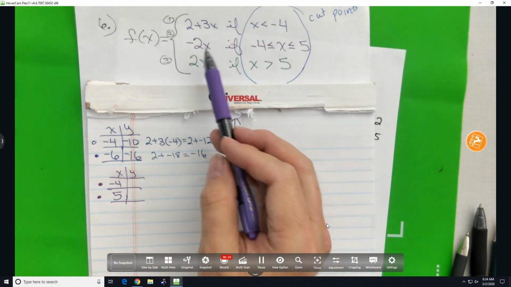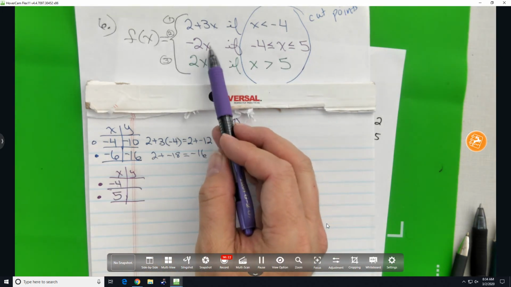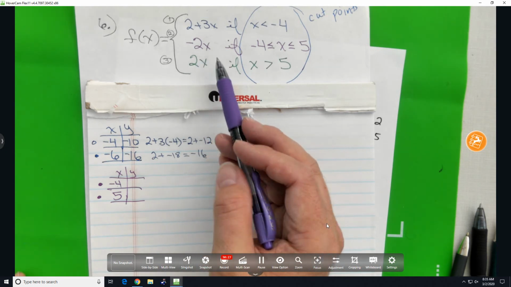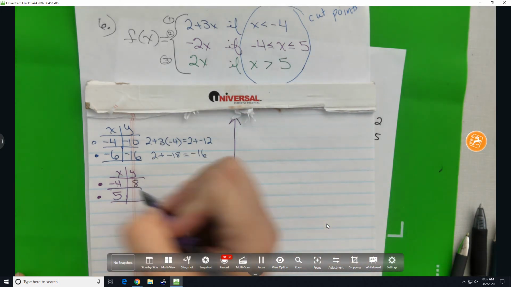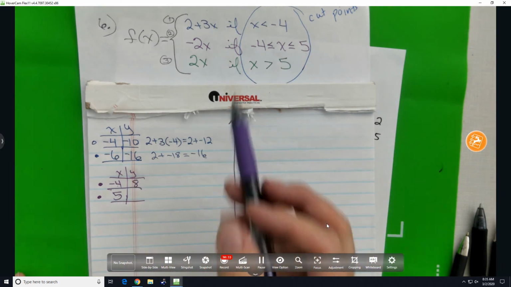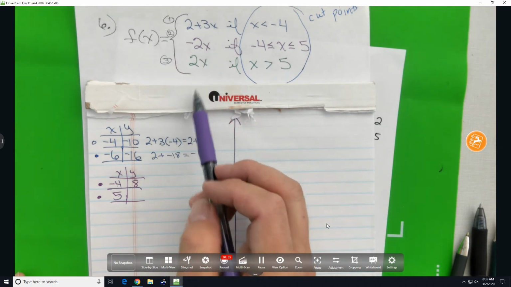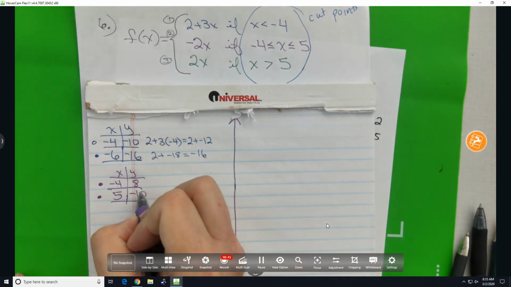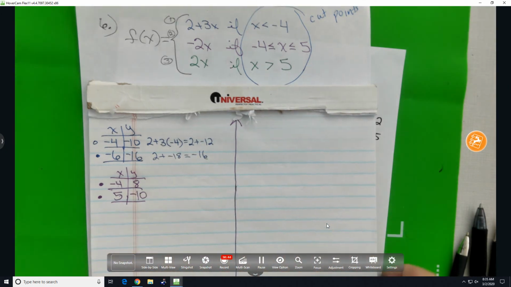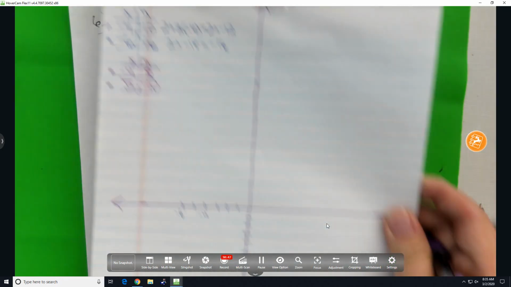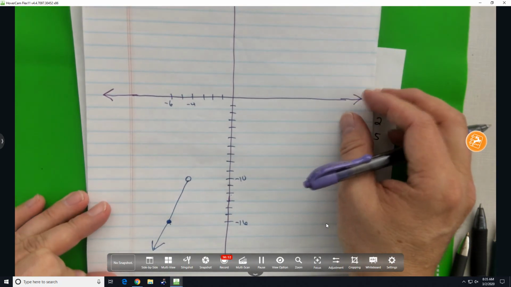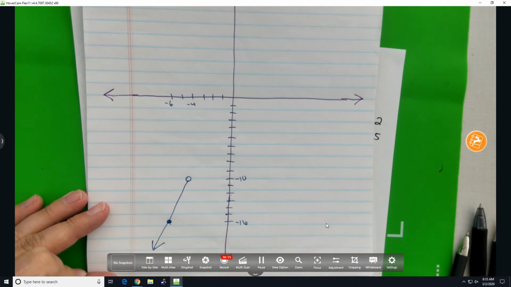Plug -4 into the purple piece. -2 times -4, what's that going to give us? +8, I agree. Plug 5 into the purple piece. -2 times 5 gives me -10. So I'm coming down here. Here's my graph. At -4, I have to go up +8 units.